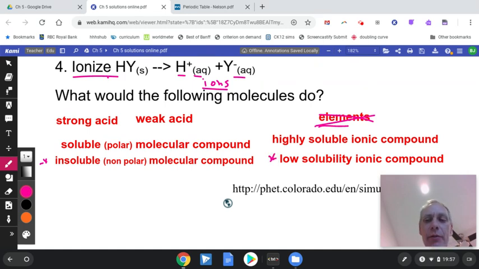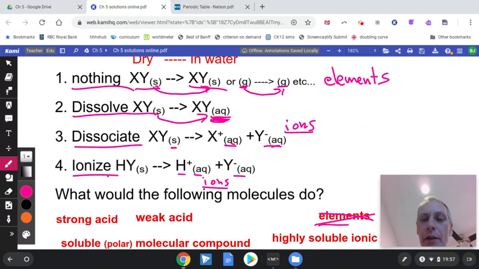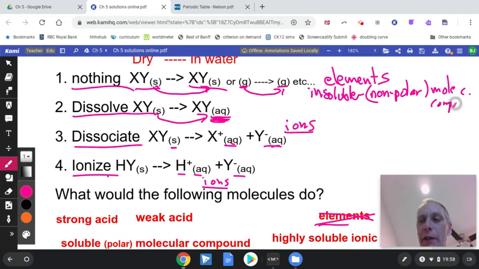Insoluble or nonpolar molecular compound. Insoluble, nonpolar molecular compound. So if they're molecules and they're nonpolar, they will not dissolve. They just keep their original state. Gasoline was an example of that. And then number 3 is low solubility ionics. So these are ionic compounds that don't dissolve in water, so they keep their state. In other words, they're always solids.